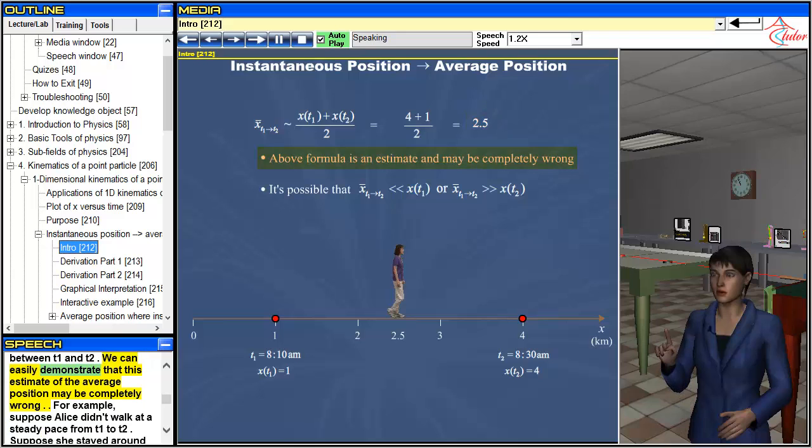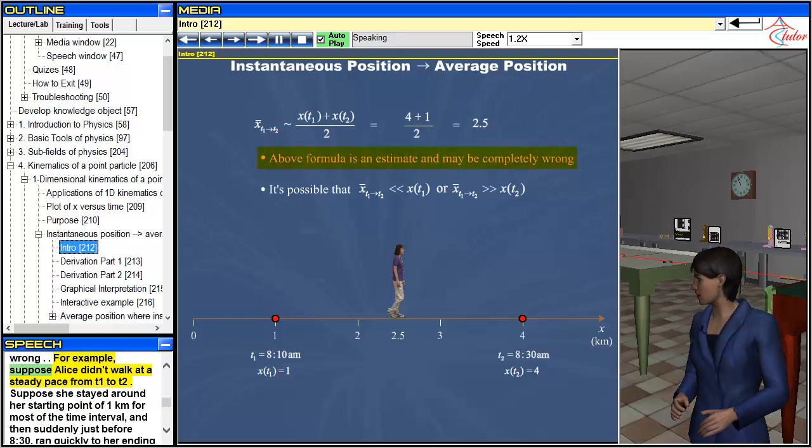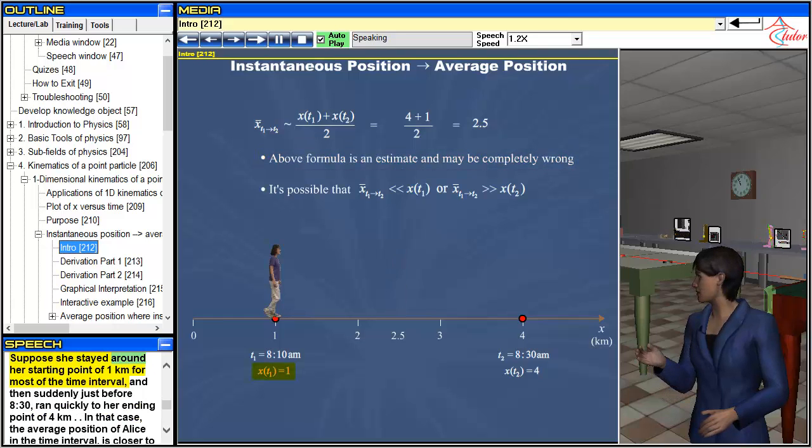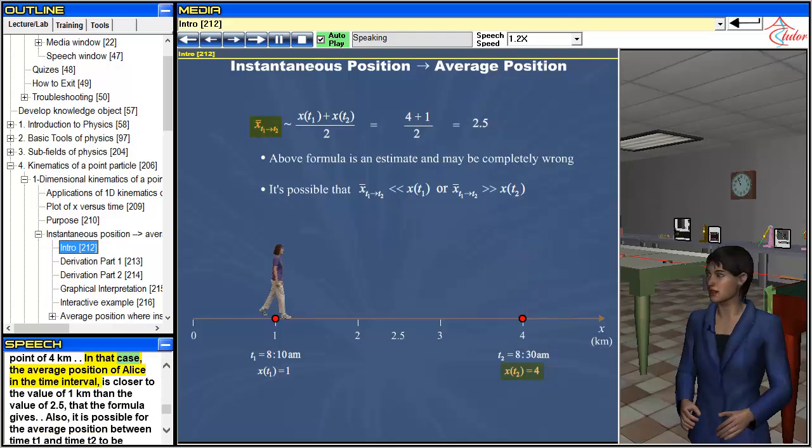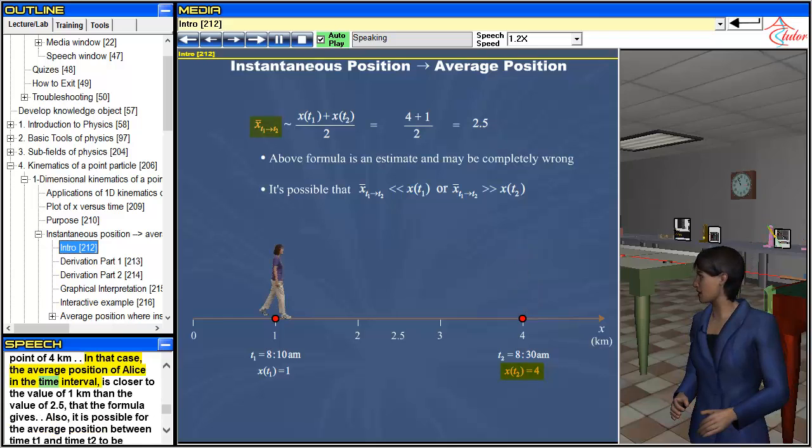We can easily demonstrate that this estimate of the average position may be completely wrong. For example, suppose Alice didn't walk at a steady pace from t1 to t2. Suppose she stayed around her starting point of 1 kilometer for most of the time interval, and then suddenly, just before 8:30, ran quickly to her ending point of 4 kilometers. In that case, the average position of Alice in the time interval is closer to the value of 1 kilometer than the value of 2.5 that the formula gives.